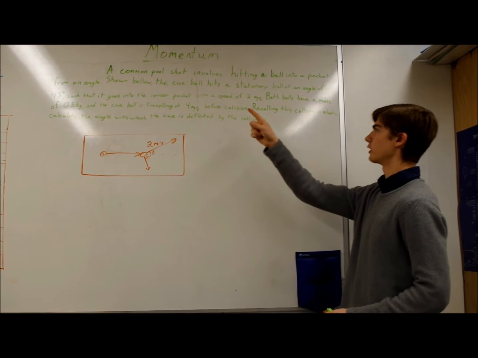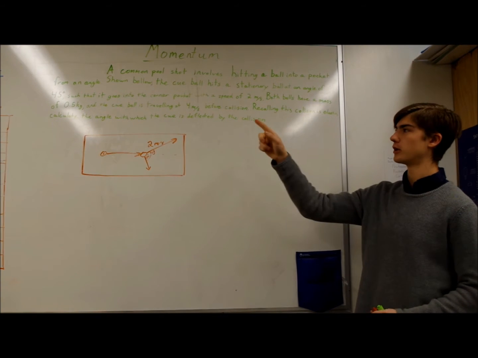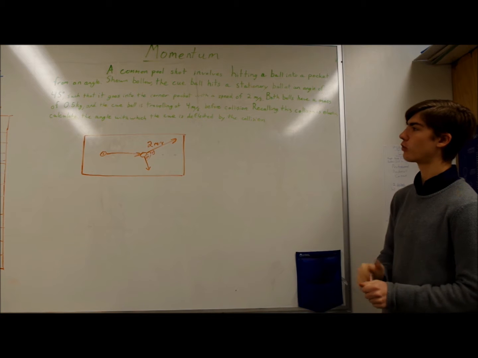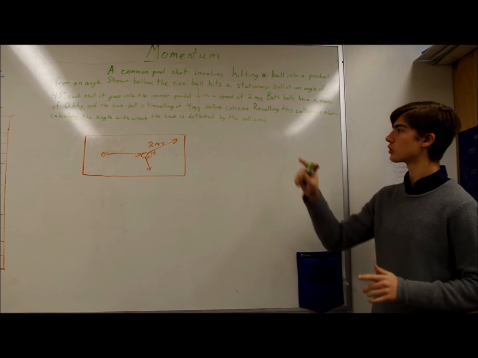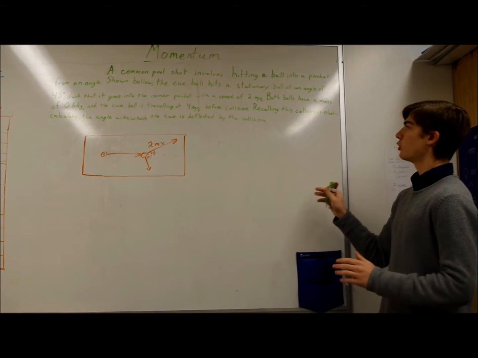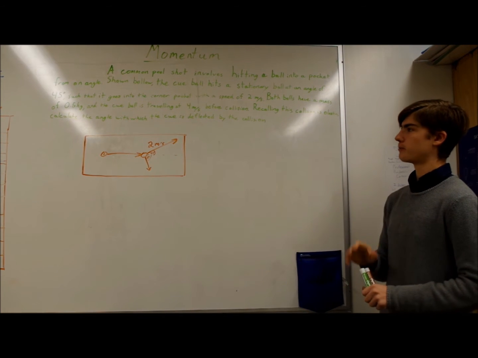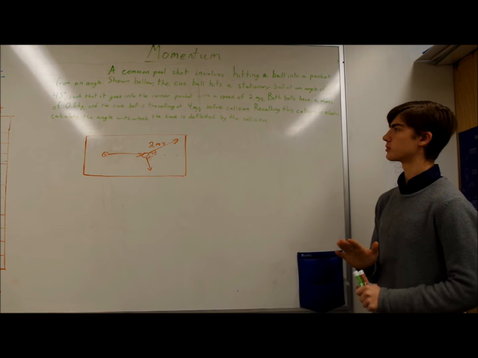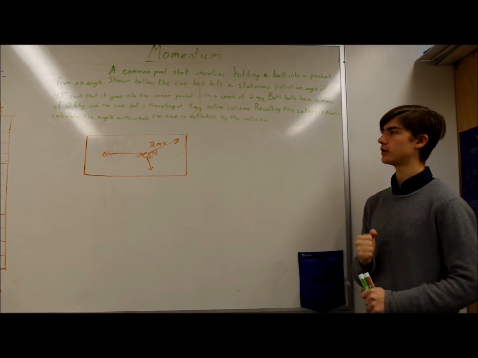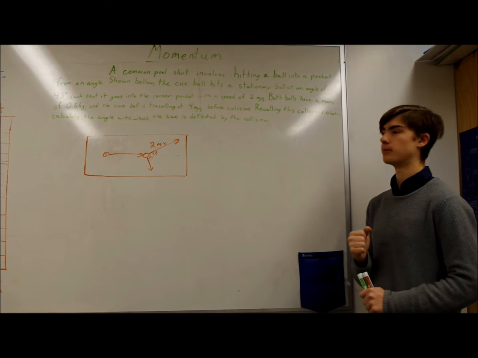A common pool shot involves hitting a ball into a pocket from an angle. Shown below, the cue ball hits a stationary ball at an angle of 45 degrees, such that it goes into the corner pocket with a speed of 2 meters per second. Both balls have a mass of half a kilogram, and the cue ball is traveling at 4 meters per second before the collision. We're calling this collision elastic. Calculate the angle with which the cue is deflected by the collision.